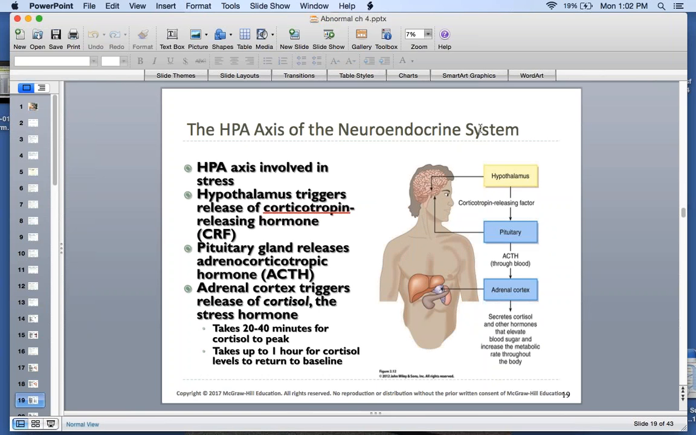Okay, and then we also have the endocrine system. The endocrine system is going to be the hypothalamus, the pituitary gland, and the adrenal cortex. We usually call this the HPA axis. Often this is involved in stress. It triggers the release of endorphins and cortisone. The pituitary gland releases different types of hormones. So often the HPA axis is involved with stress and other types of hormonal issues.